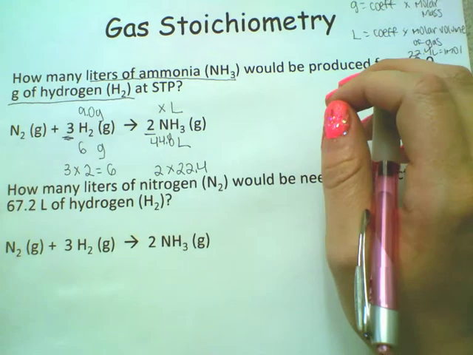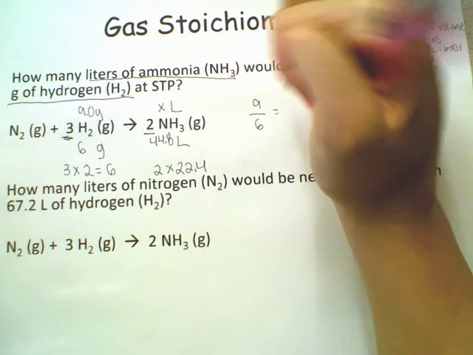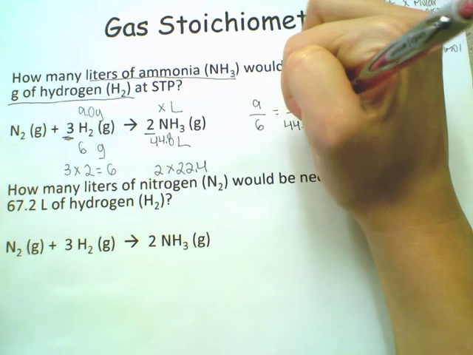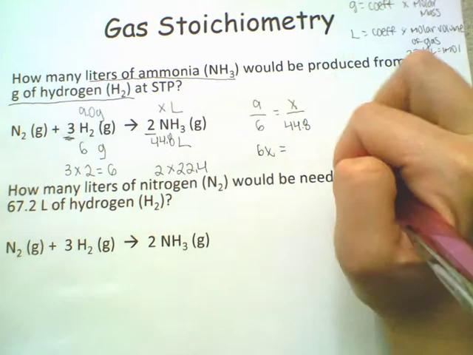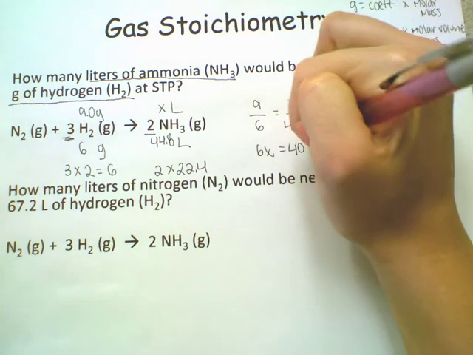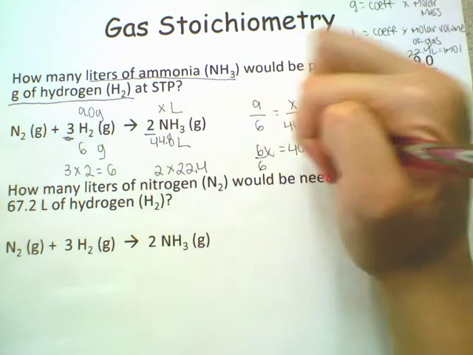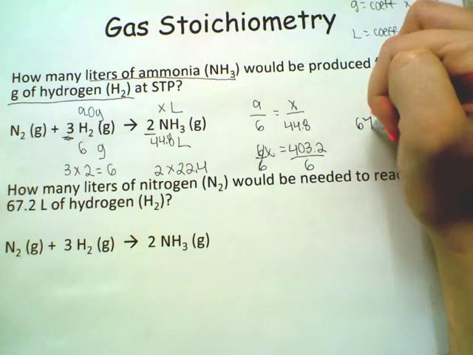44.8. So now I have my ratio. 9 over 6 equals X over 44.8. So 6 times X equals 9 times 44.8, which is 403.2. Divide both sides by 6. Get X by itself. And your answer will be 67.2.